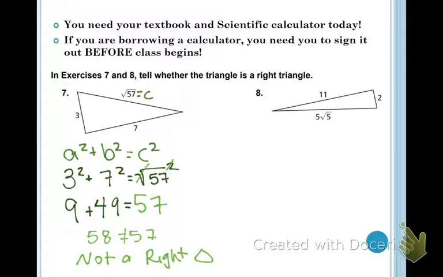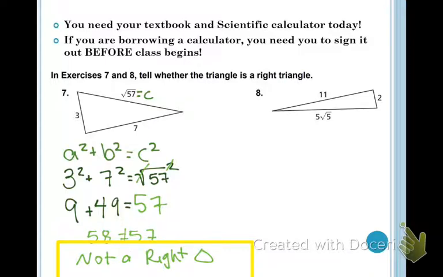You are, however, equipped to know what kind of triangle it is. It is an acute triangle. It is acute because 57 is smaller, that's the hypotenuse squared. It is smaller than 58, so this would technically be acute. Wait, why is it acute again? Because this is the hypotenuse squared. It's less than the leg squared. If it was greater than, that's obtuse. And when it's equal, that's right.